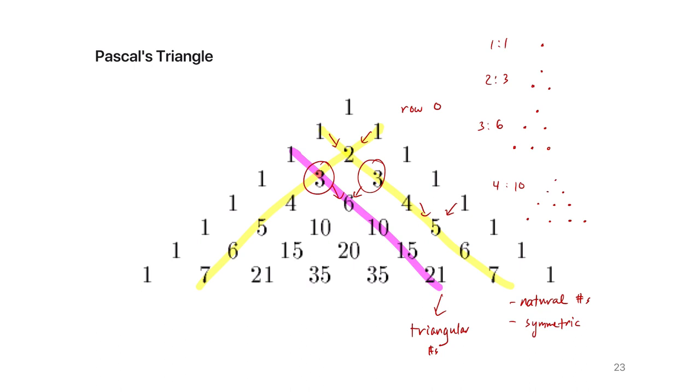And so what you might actually notice is that that has to do with the sum of the natural numbers up until that point, right? So the sum of the first 1 natural numbers is 1. Sum of the first 2 natural numbers is 3. Sum of the first 3 natural numbers is 6. Sum of the first 4 natural numbers is 10, so on and so forth. Okay?